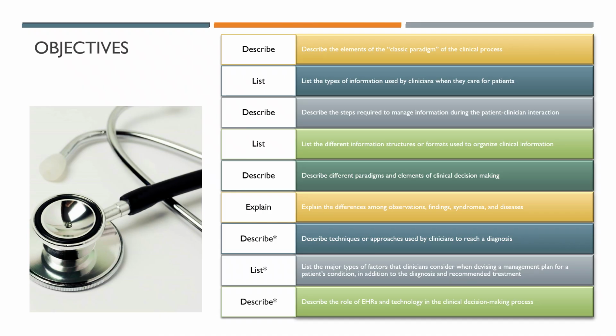Let's go ahead and continue looking at the objectives for healthcare processes and decision making. We're going to focus on a few here that relate to the topics we haven't discussed yet, and we're going to go into a little bit more detail in these. One of them that we're going to revisit is describe techniques or approaches used by clinicians to reach a diagnosis. And again, why this matters.